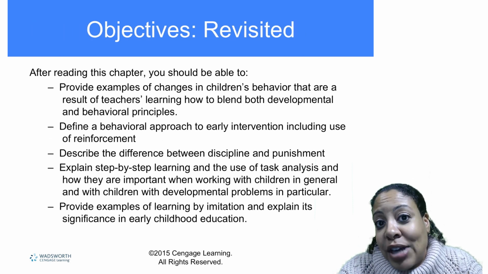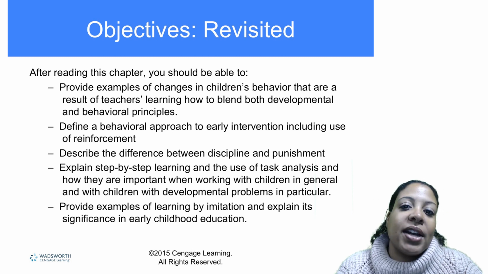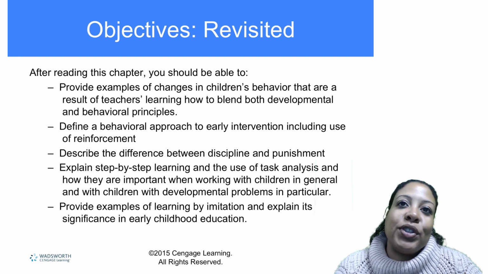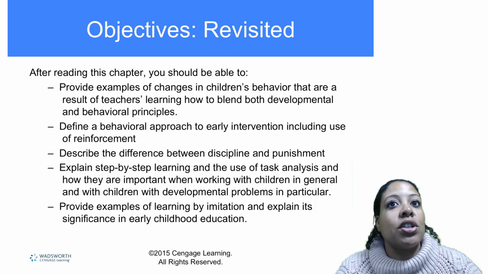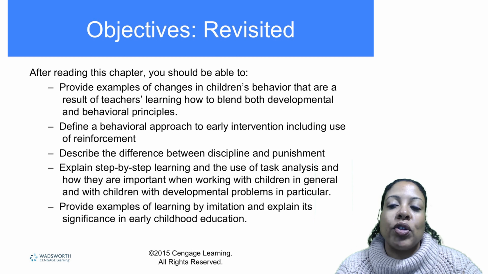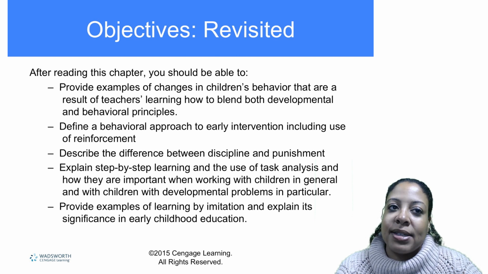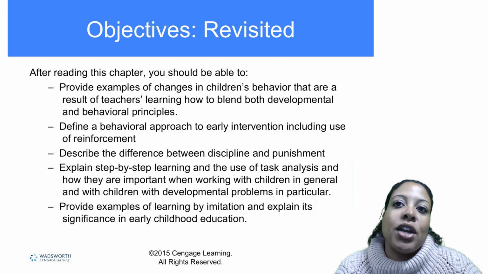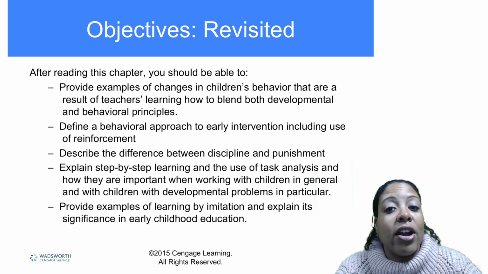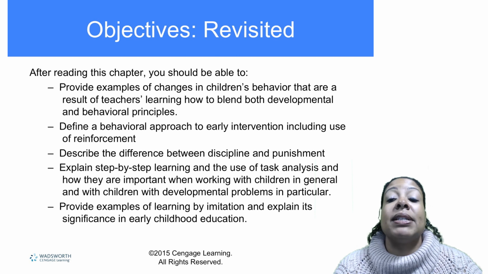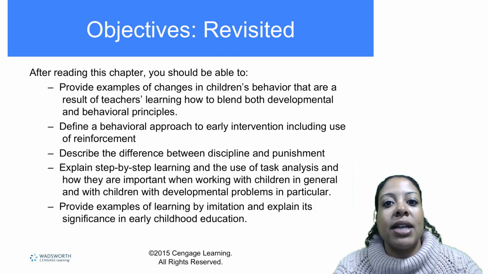So we've covered a lot in this chapter. So let's go back and revisit our objective. Hopefully, now that you've read the chapter, you are now able to provide examples of changes in children's behavior that are a result of teachers learning how to blend both developmental and behavioral principles. Define a behavioral approach to early intervention, including use of reinforcement. Describe the difference between discipline and punishment. Explain step-by-step learning and the use of task analysis and how they are important when working with children in general and with children with developmental problems in particular. And provide examples of learning by imitation and explain its significance in early childhood education.